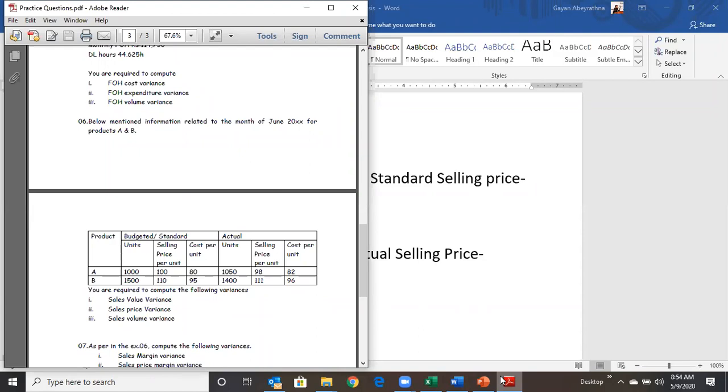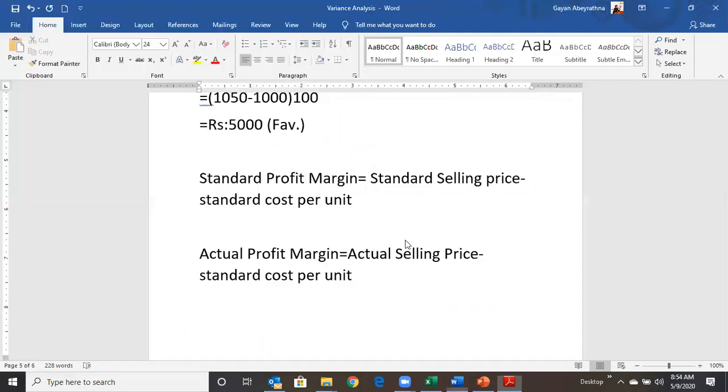Then in this scenario, let's calculate the actual sales profit margin. Standard profit margin, standard selling price 100 minus 80, equals 20. Then actual selling price 98 minus standard cost per unit 80 equals 18. Okay. Now let's see.